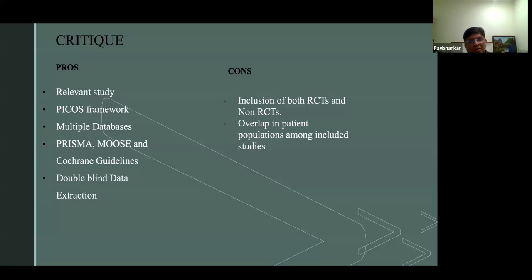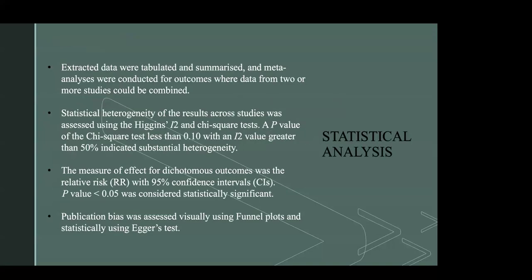Carry on, ma'am. Yes, sir. Going to the statistical analysis, the extracted data was tabulated and summarized, and meta-analysis was conducted for outcomes where data from two or more studies were combined. The statistical heterogeneity of the results was assessed using the Higgins I2 test and the chi-square test. A p-value of the chi-square test less than 0.01 with an I2 value greater than 50% indicated substantial heterogeneity.